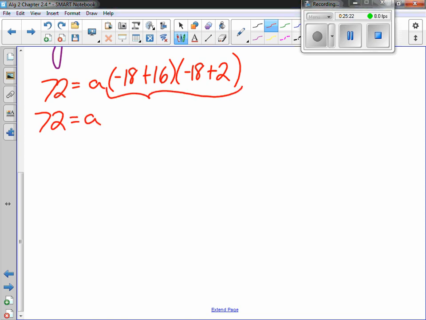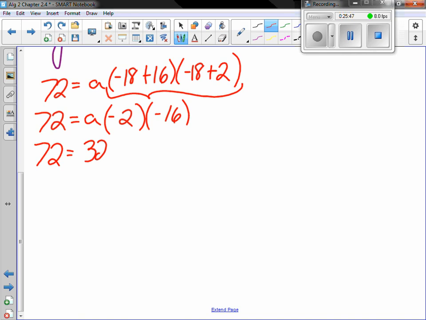Now, if you wanted to type this whole thing in, go for it. The calculator will tell you what it is. Or if we do it by hand, negative 18 plus 16 is negative 2. Negative 18 plus 2 is negative 16. Well, a negative times a negative is a positive. 2 times 16 is 32. Now what do we do next? Divide both sides by 32.